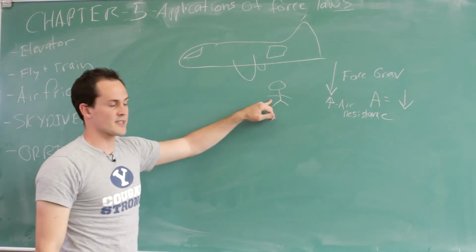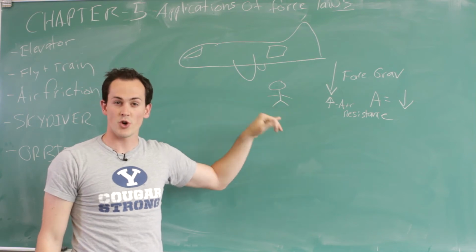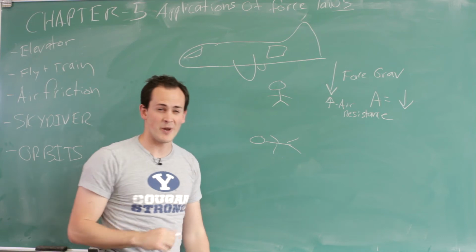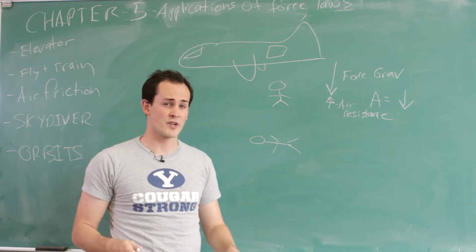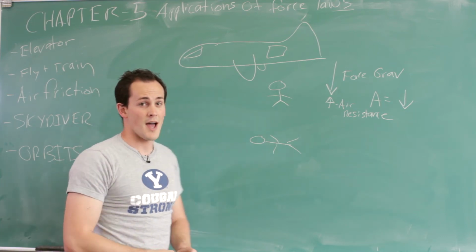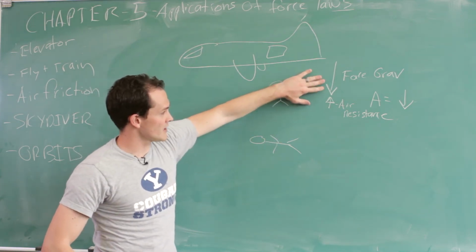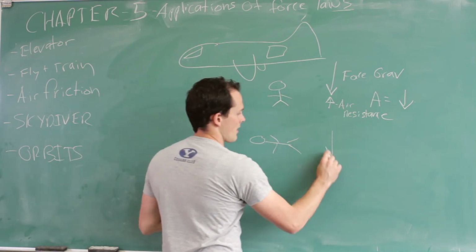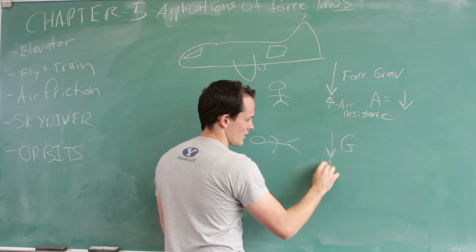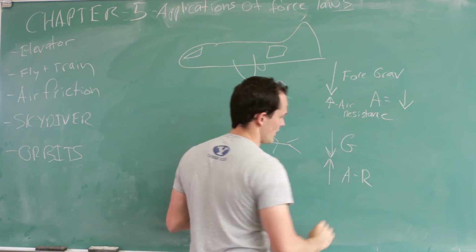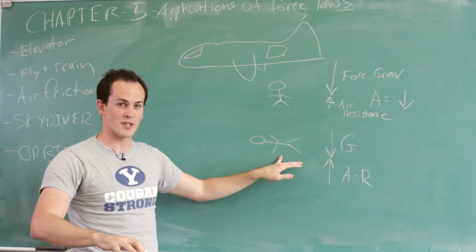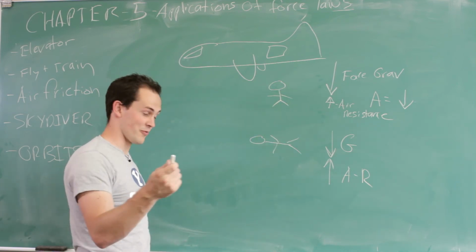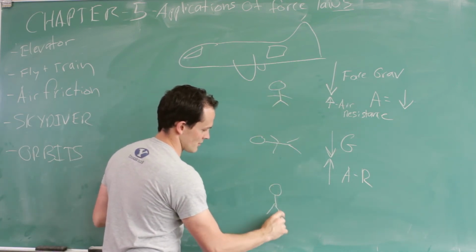Now, eventually the skydiver will come to a point where it has reached what is called terminal velocity. Terminal velocity, depending on your altitude, is somewhere between 100 and 150 miles per hour. At that point, the force of gravity and the force from air resistance are equal to each other. G for gravity, air resistance. At this point, the skydiver ceases to accelerate and continues at that velocity until they either hit the ground or hopefully deploy their chute.